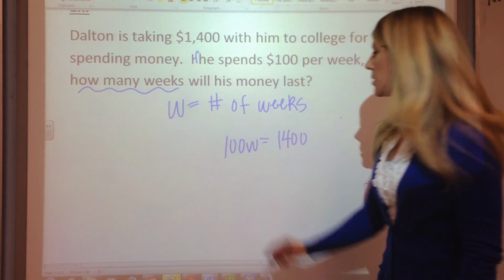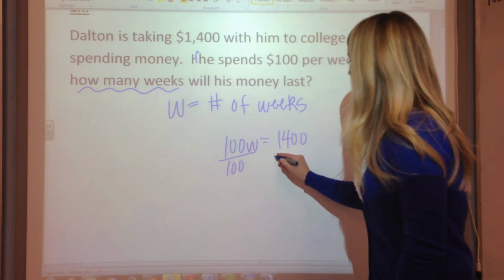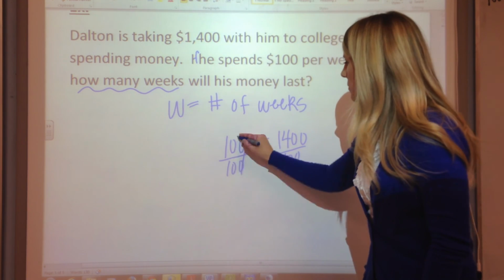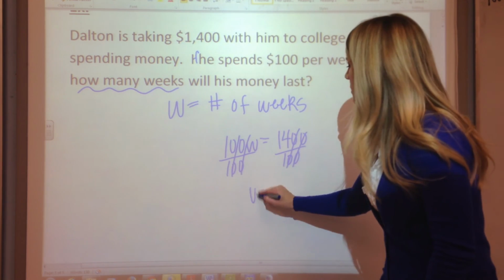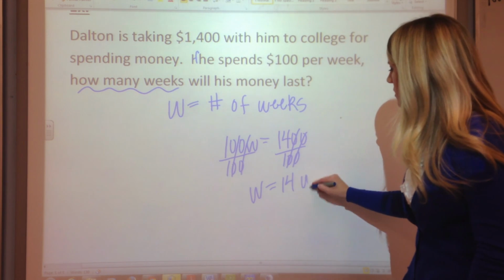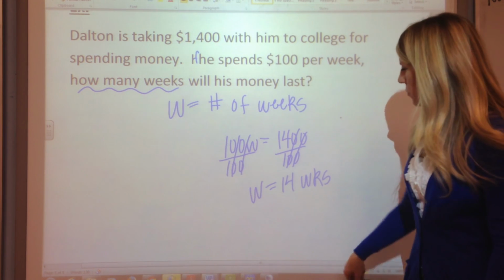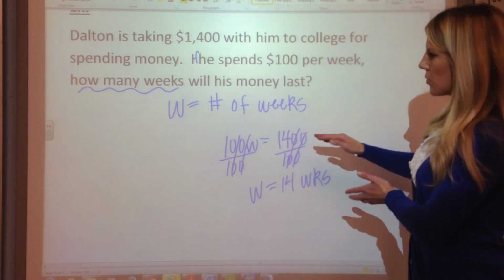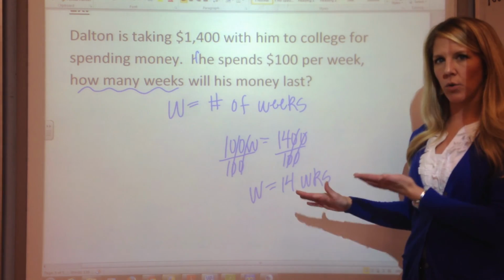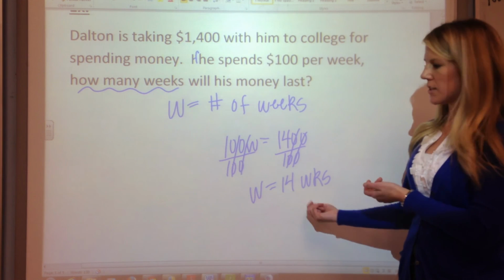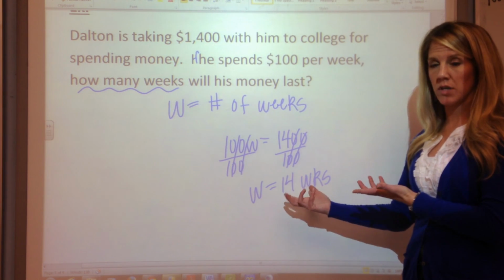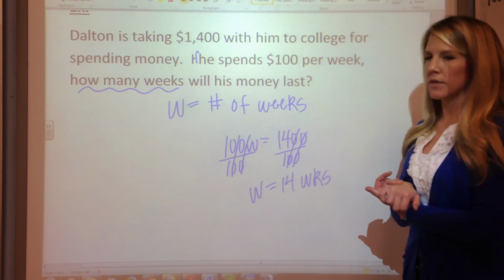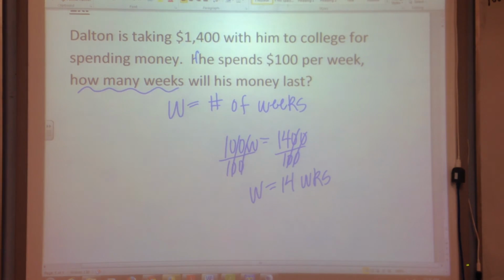So how do I solve for W? We just divide both sides by 100. So W equals 14 weeks. So Dalton has 14 weeks' worth of spending money. So again, like I said, tomorrow we're going to look at this as a graph. So how can that horizontal and vertical line help us to also see that 14 weeks is our solution? So until then, see you tomorrow.